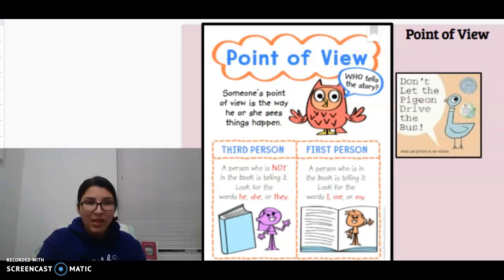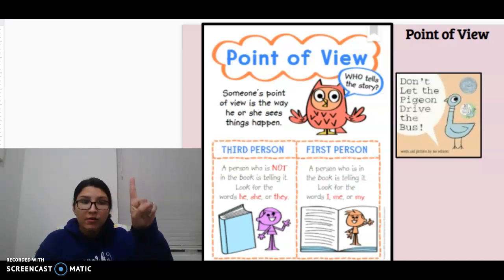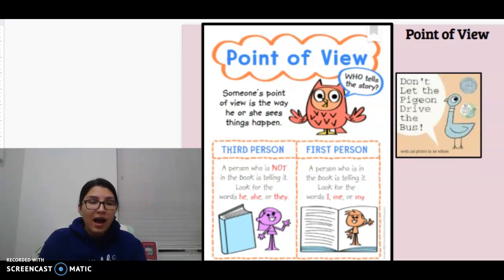Okay, so what I would like to do now is say a few words and either hold up a 3 for third person or a 1 for first person. The word I. Is I first person point of view or third person point of view? First person point of view. What about the word me? First person point of view. My. First person point of view.